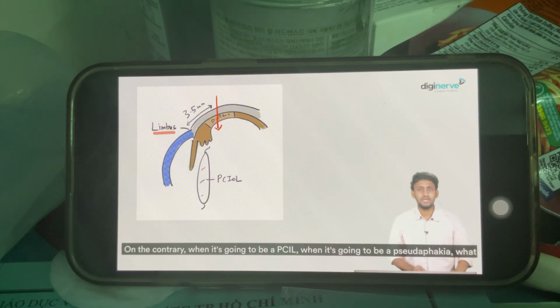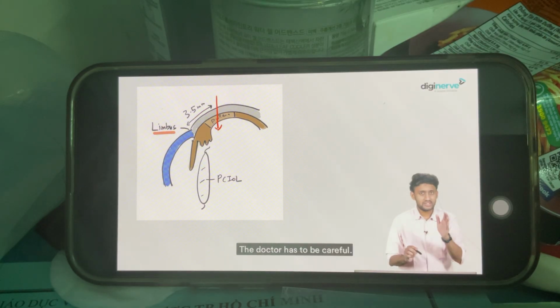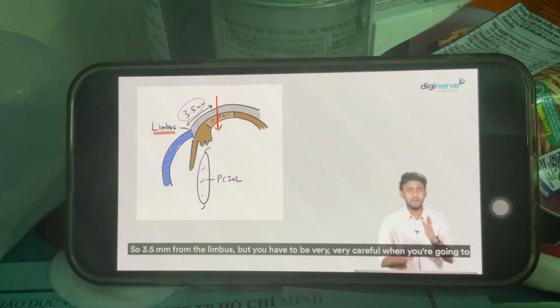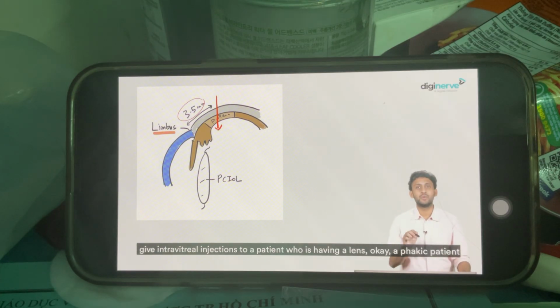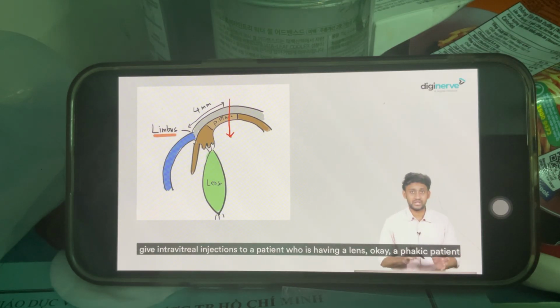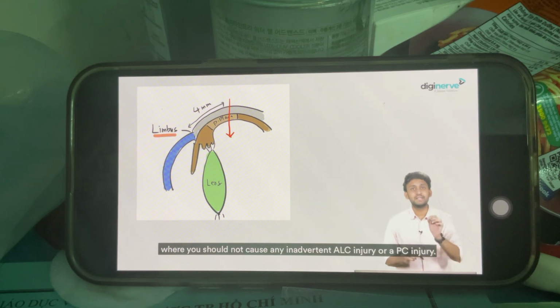On the contrary, it's going to be a PCIOL, it's going to be pseudophakia. What happens? The doctor has to be careful, so 3.5 mm from the limbus. But you have to be very, very careful when you're going to give intravitreal injections to a patient who is having a lens, a phakic patient, where you should not cause any inadvertent ALC injury or a PC injury.